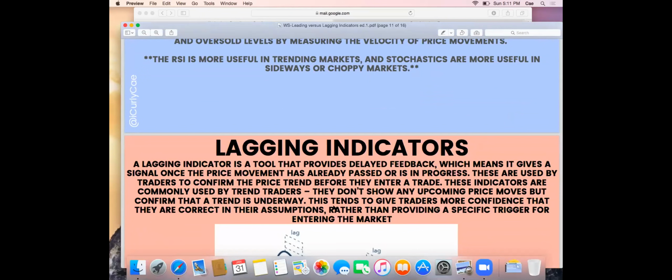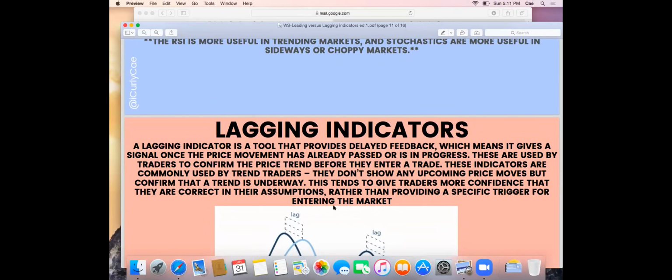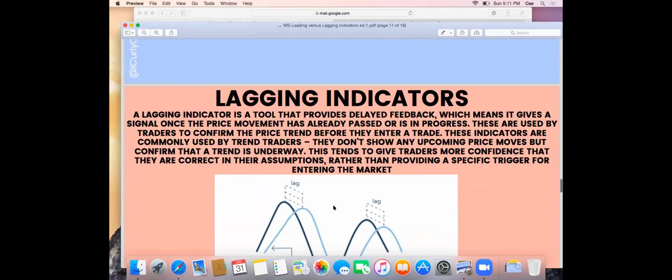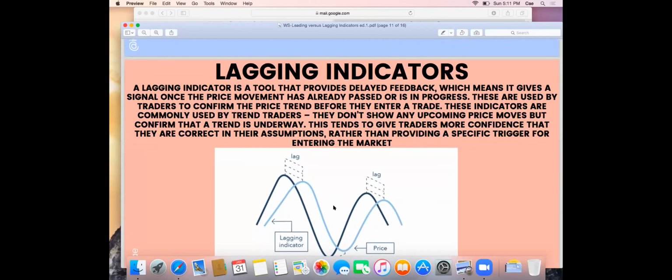All right, so now we can go on to lagging indicators. A lagging indicator is a tool that provides delayed feedback, which means it gives a signal once the price movement has already passed or is already in progress. These are used by traders to confirm the price trend before they enter a trade. These indicators are commonly used by trend traders. They don't show any upcoming price moves. However, they confirm that a trend is underway. This tends to give traders more confidence that they are correct in their assumptions rather than providing a specific trigger for entering the market.